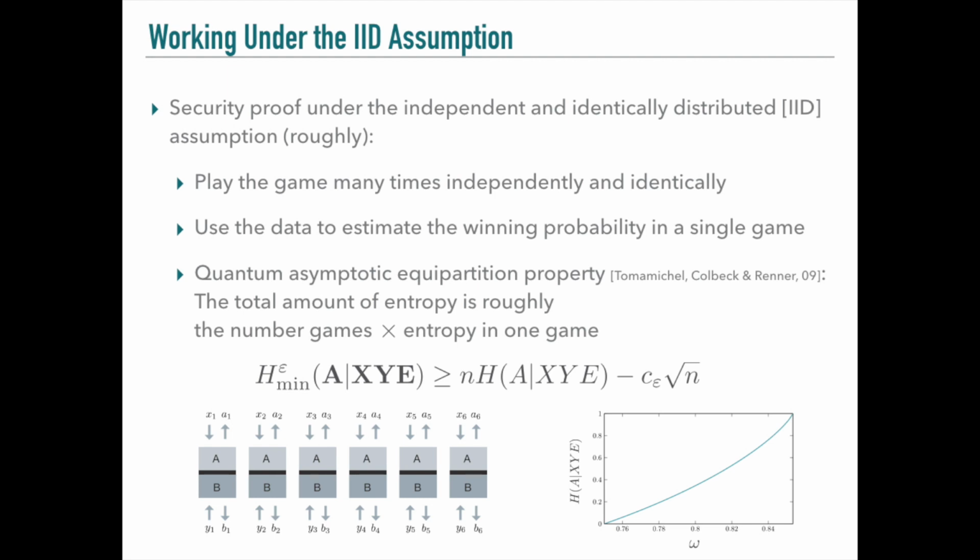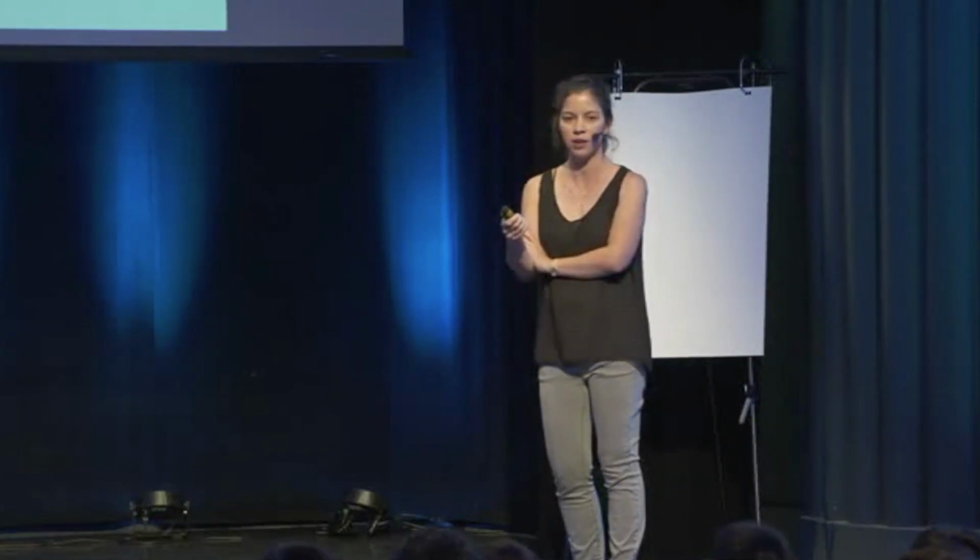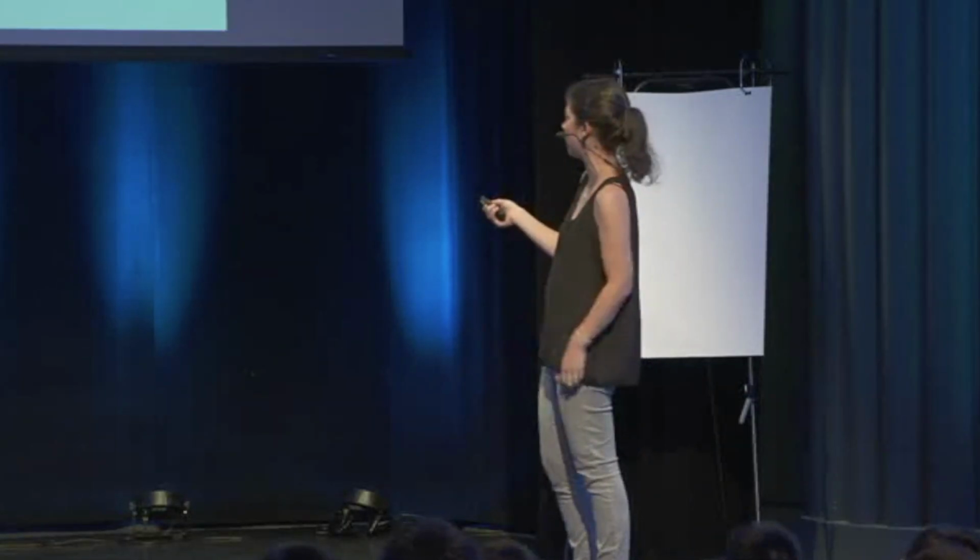We have two terms here. The first order term is linear in n. It's just the number of games, the number of boxes that we have, times the von Neumann entropy from a single round. Here I told you we estimate the winning probability, and we get the von Neumann entropy of a single round. So this gives us the first term. Then there is a second order term which behaves like square root n. If you care about the finite statistics, the finite key rate, you will also need this one.